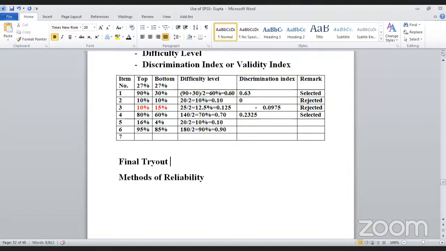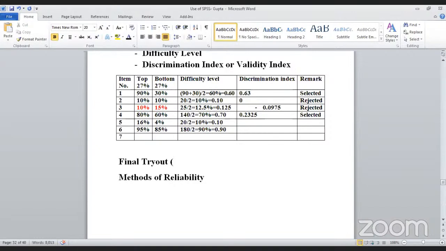In the final tryout, we have to take a fresh sample. During the procedure, I explained that the individual tryout was done on 25 people. So you are not taking these 25 people again. The group tryout you have done on the basis of 400 people. So you are not going to take these 400 people again. So that means 425 people are out.